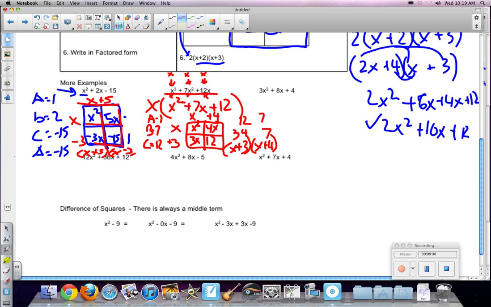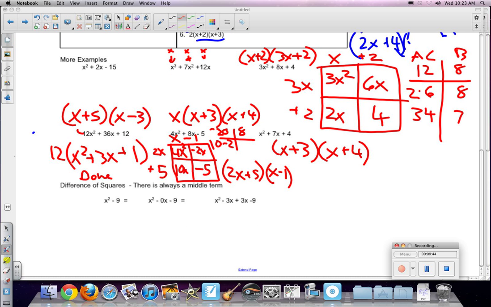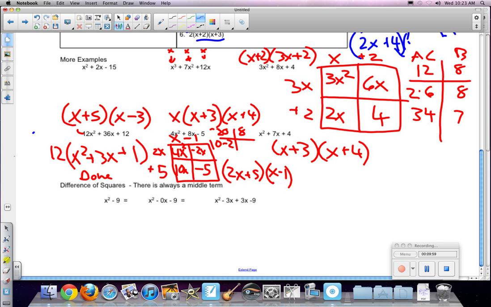I want you to try a few of these, and I'm going to put up all the answers here in just a second. You might pause it here for a little bit and look at all the answers. They're all here, and you can see some of the work that I've done where I boxed it out each time. But here's the answer for this one, right there.